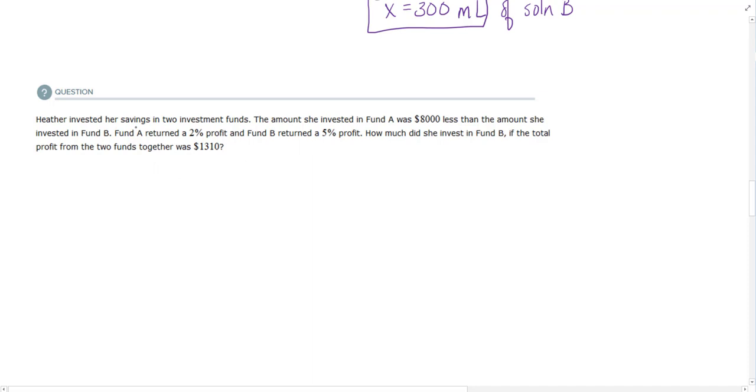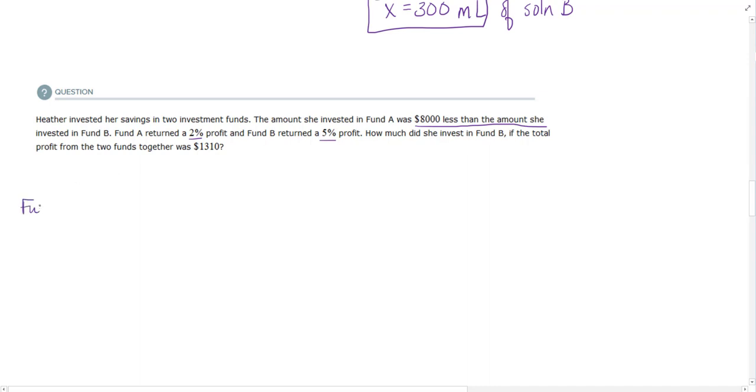So here we have Heather invested her savings in 2 investment accounts. The amount she invested in Fund A was $8,000 less than the amount she invested in Fund B. Fund A returned a 2% profit, and Fund B returned a 5% profit. How much did she invest in Fund B if the total profit from the two funds together was $1,310?